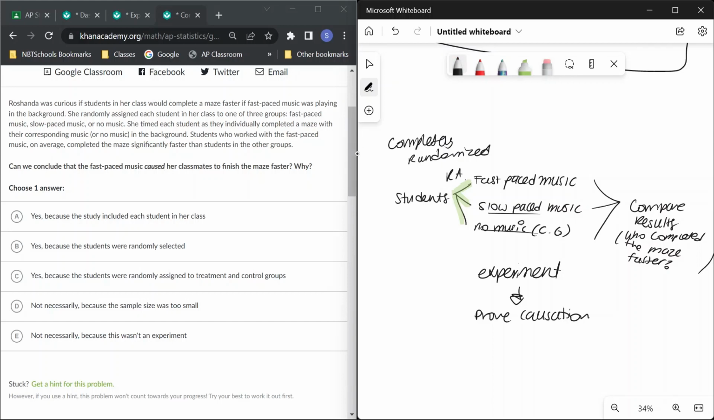Now for this, you would want to know what qualifies for an experiment. What qualifies for an experiment would be, one, there has to be a random assignment of variables.